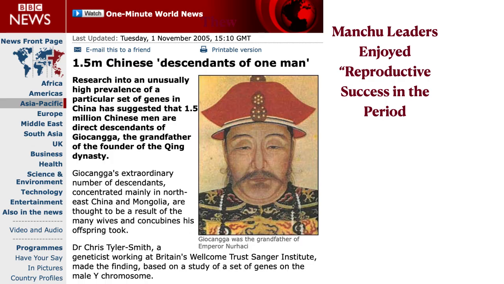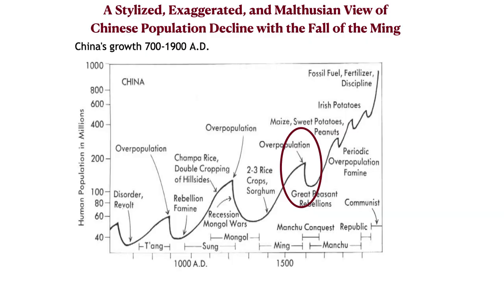Also, since we're on demography, I would note that research has shown a huge reproductive success from early Manchu leaders. You can do this because of markers on the Y chromosome. You get a few mutations and you can trace those out. And so here it's indicating that the grandfather of the founder of this Qing dynasty had a huge number of descendants. Take that as you will.